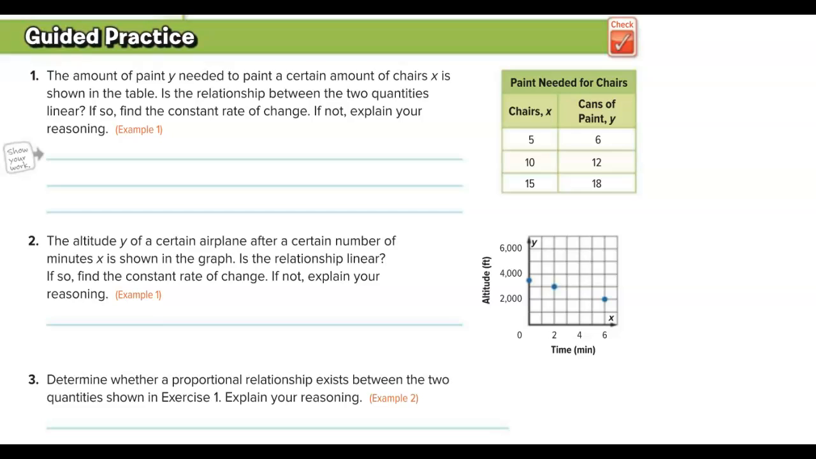Number 1, the amount of paint, which is our Y here, needed to paint a certain amount of chairs is shown in the table. Is the relationship between the two quantities linear? What does linear mean?